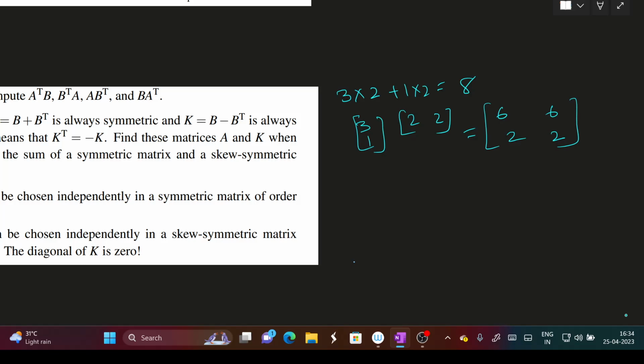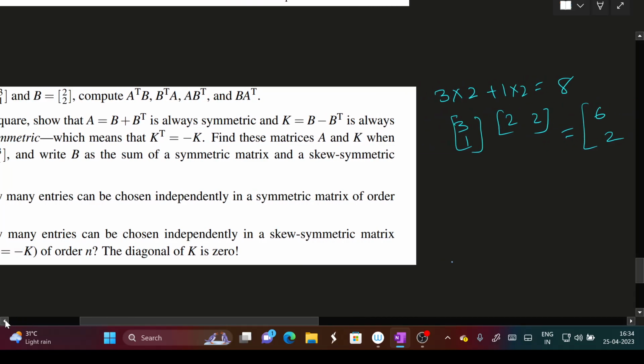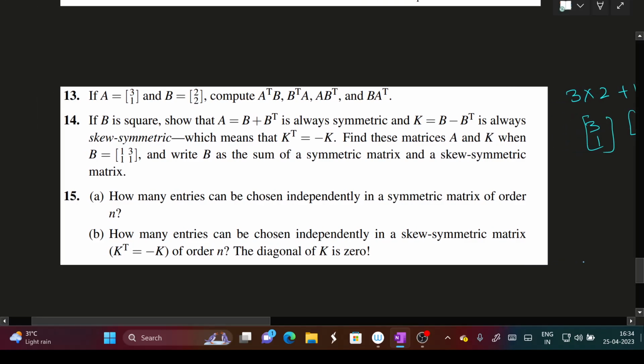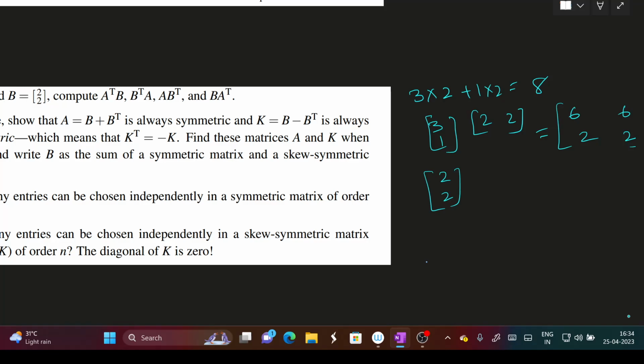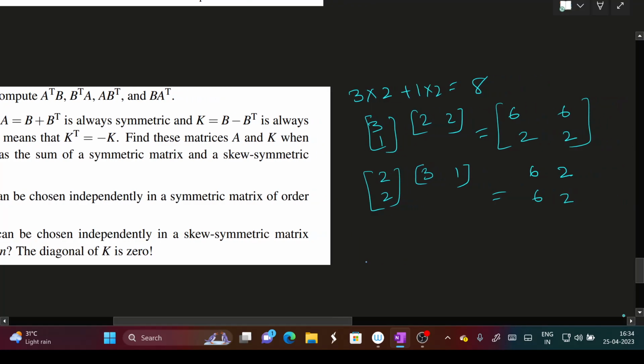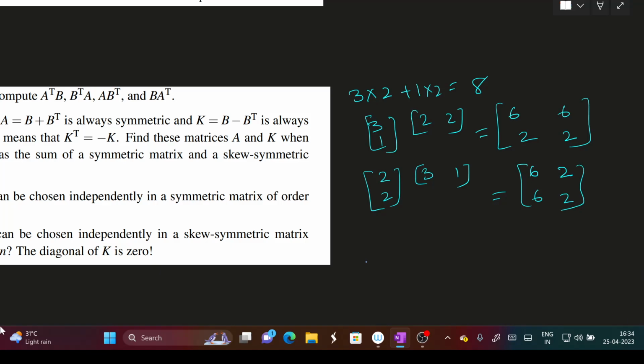Similarly, what about the other case? B A transpose. B A transpose means B is 2, 2, and A transpose means 3, 1. So how much will it be? It is 6, 2, 6, 2. They are transposes of each other.